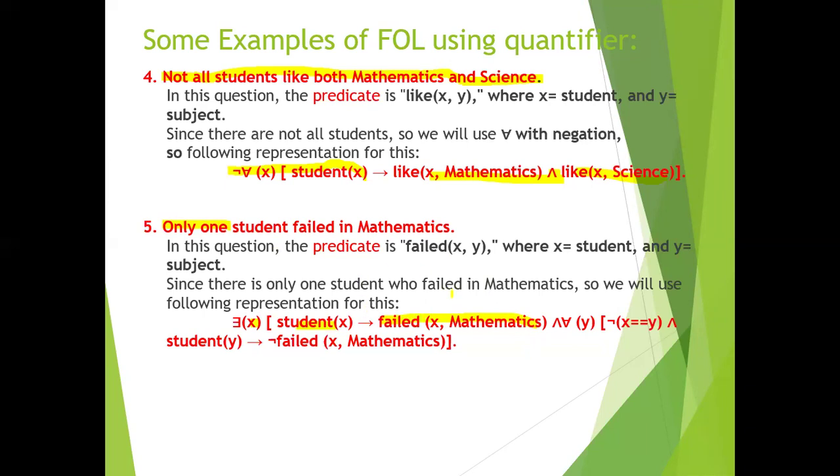Or you can also represent this with for all subject Y, and Y not equal to X, which is not true. That is, X and Y are not the same, and the student Y has not failed in mathematics. So this entire thing shows that, if we are using the negation symbol, if not, then false. That means it is true. In that sense, we are using this term.